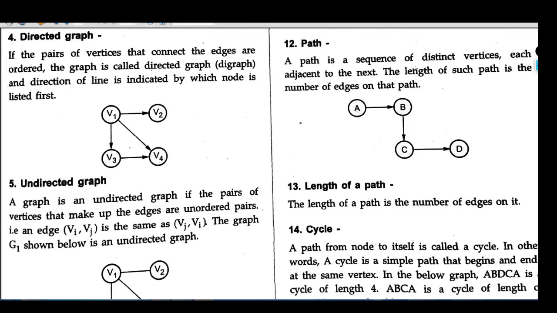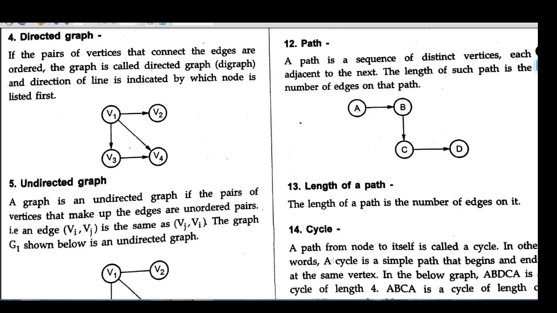What is a path? A path is a sequence of distinct vertices. For example, in this diagram, what is the path from A to C? The path from A to C is A, B, C. What is the path from A to D? A, B, C, D is the path from A to D. So a path is a sequence of distinct vertices, each adjacent to the next. Then the length of the path: the total number of edges in the path is called the length of a path. For example, what is the length of the path from A to D? The number of edges is 1, 2, 3. So the length of this path is 3.